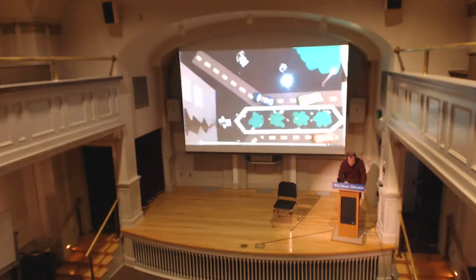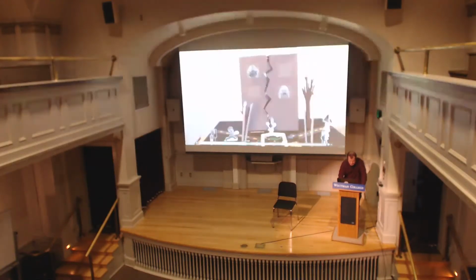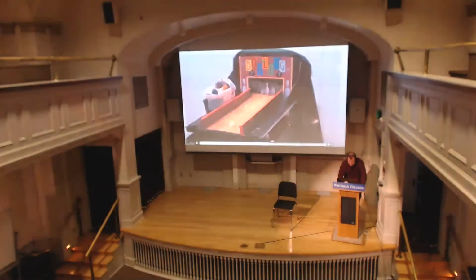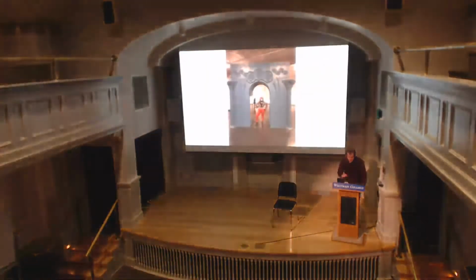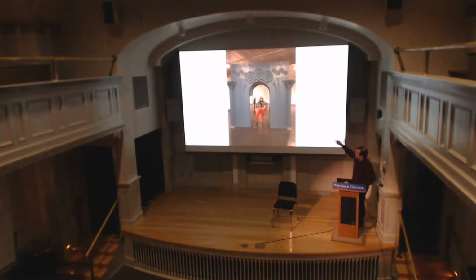So you get the idea. And so there's some interactive systems here, basically these dioramas. I'll just move on. So other than that, we also have MFA students.